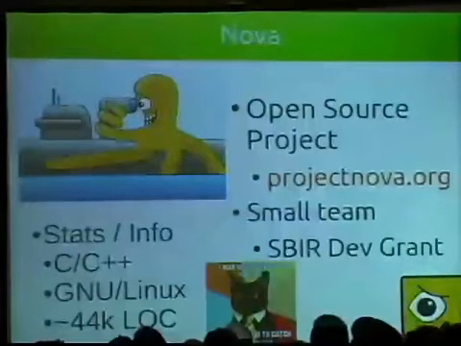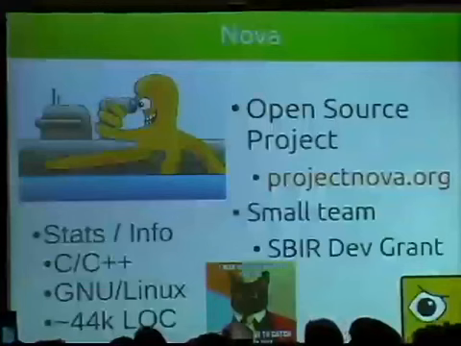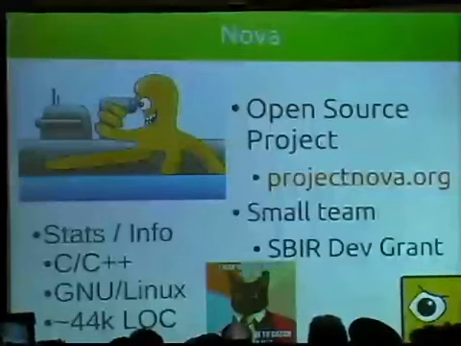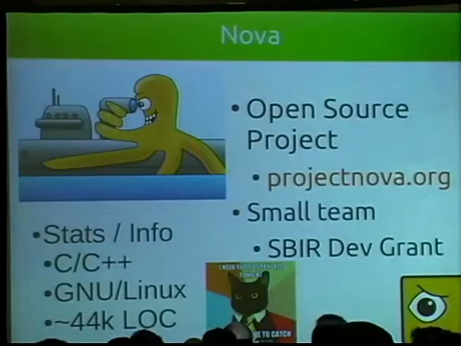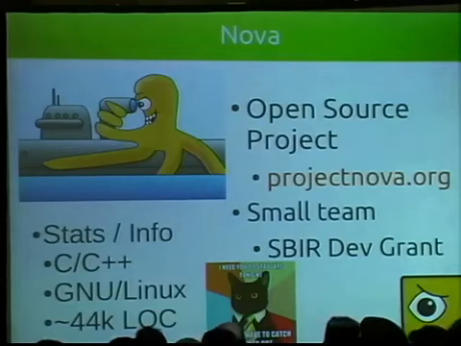So the tool that we're going to be using to do this, that I wrote along with the small team I'm working with, is an open source project called Nova. Our website is projectnova.org. I have some stats there. It's written in C++, runs on GNU Linux systems, and is about 44,000 lines of code. We have a small team that's working with me on an SBIR grant.